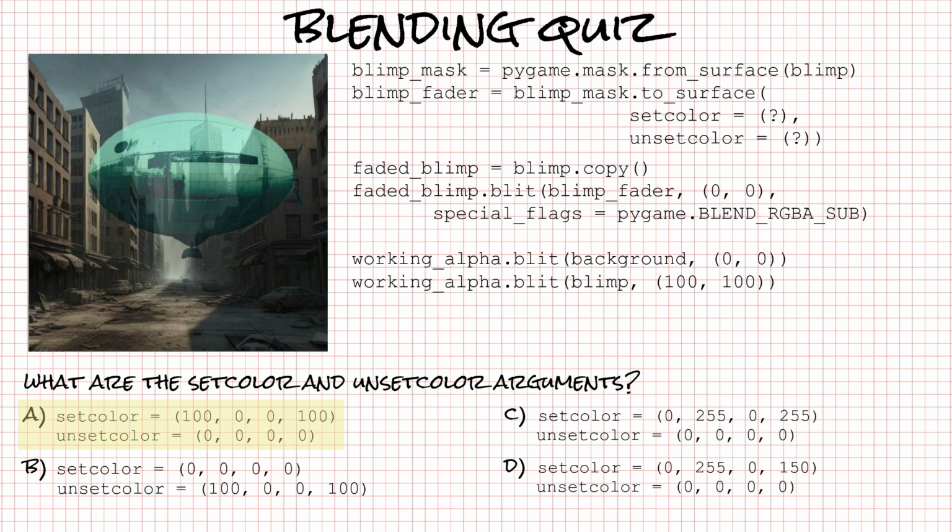You might download my code and make predictions about what the other set and unset colors will do, then change the arguments to the call and confirm your predictions.